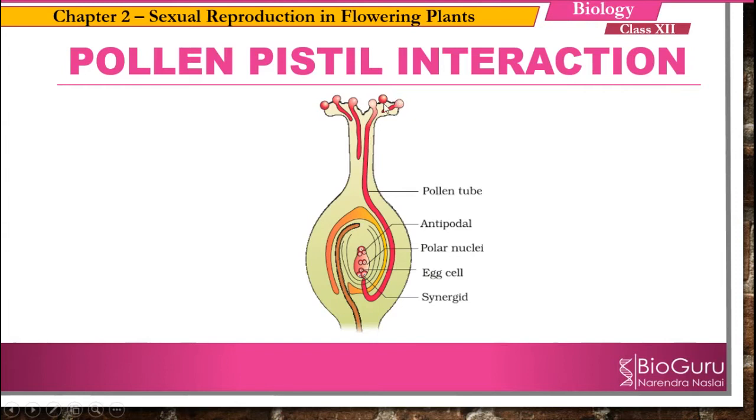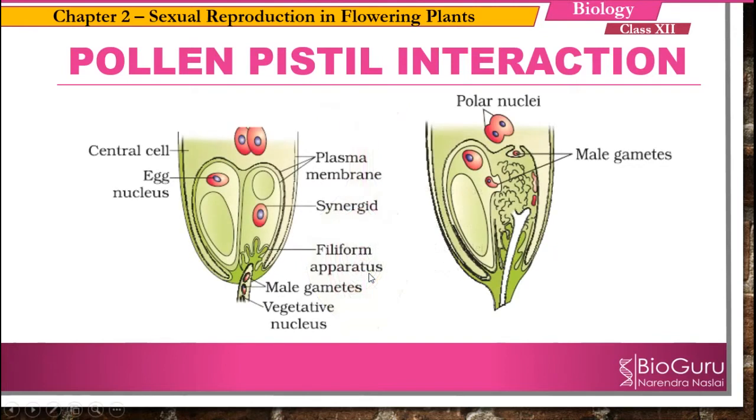The pollen tube reaches the ovary and enters the ovule through the micropyle. Then through the filiform apparatus, here you can see, it reaches the synergids. In this way the pollen tube grows and thereby it releases its two male gametes.